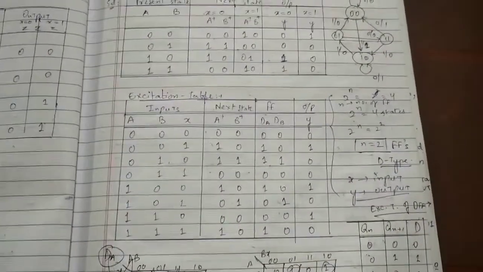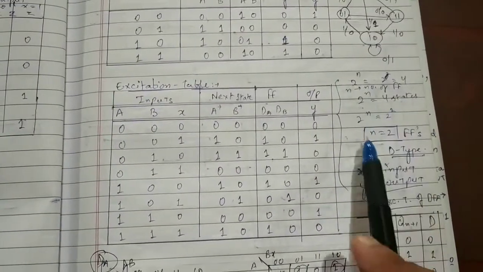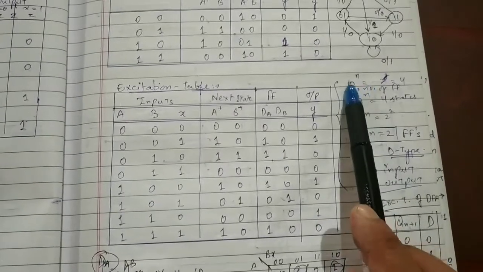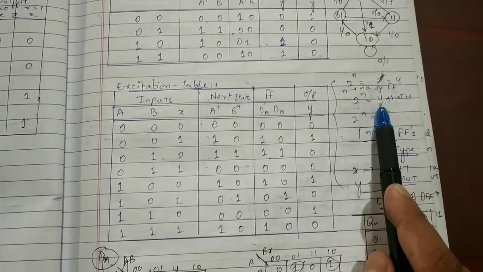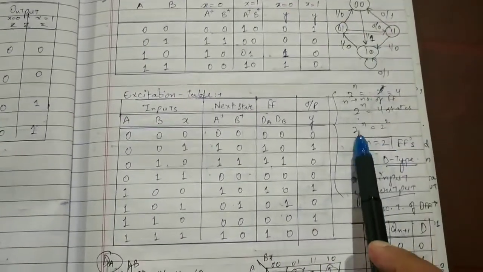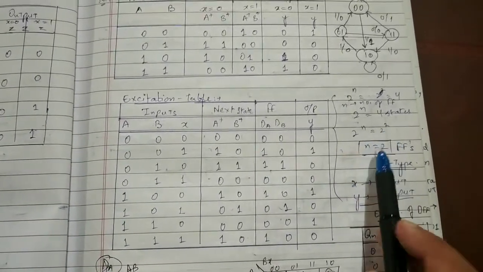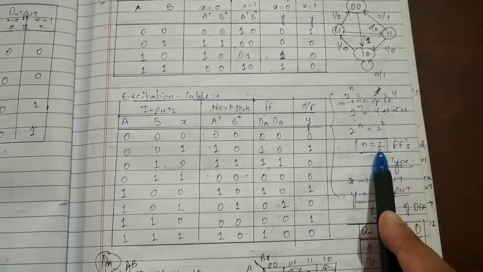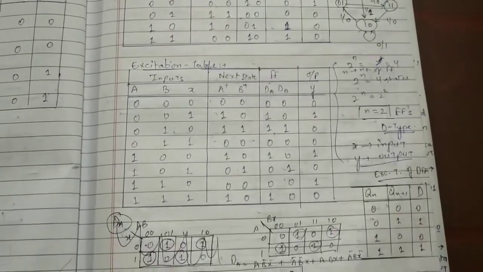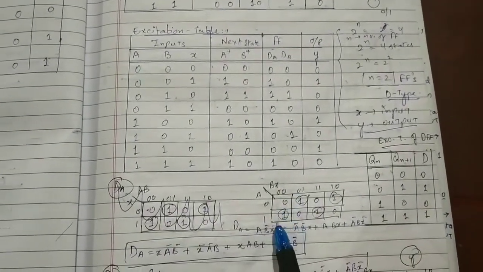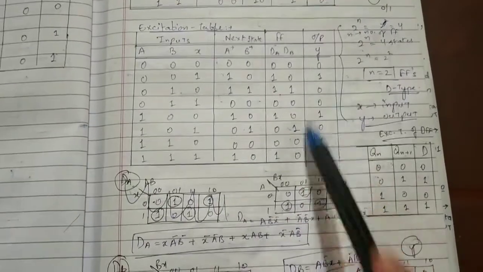After making the excitation table, we just calculate the number of flip-flops we need for this circuit. We do that by this formula: 2 raised to the power n is equal to the number of states. Here we have 4 states, so 2 raised to the power n is equal to 4, or we can write 2 raised to the power n is equal to 2 raised to the power 2. So here n is equal to 2. That means we have to use 2 flip-flops. Here D-type flip-flops are used. So what we'll do is we'll make K-maps for DA, DB and Y.